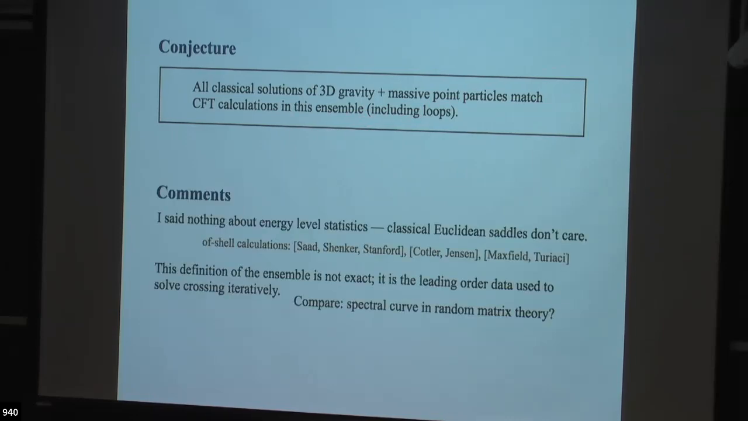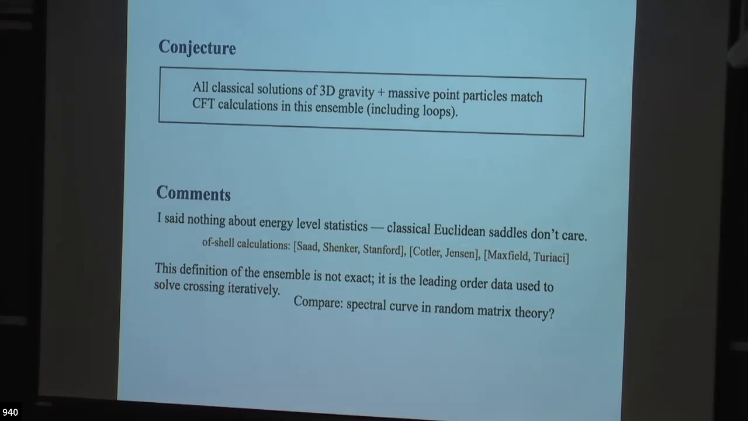A couple of comments. First of all, I said nothing about energy level statistics. The energy level statistics have been important for discussions of the partition function squared. But these classical Euclidean saddles that I'm going to talk about don't care about energy level statistics. They only care about the OPE statistics. The second comment is that you should not think of this definition of the ensemble as the exact ensemble. This is a leading order thing, which you then have to plug in and solve crossing order by order systematically in some expansion.